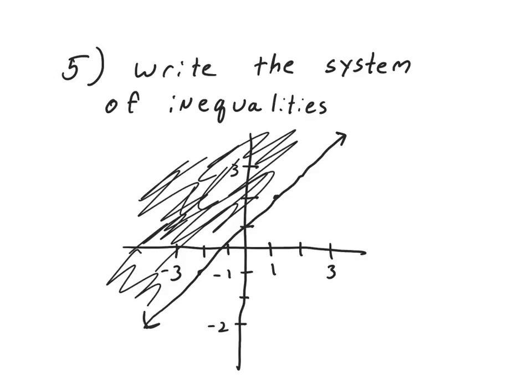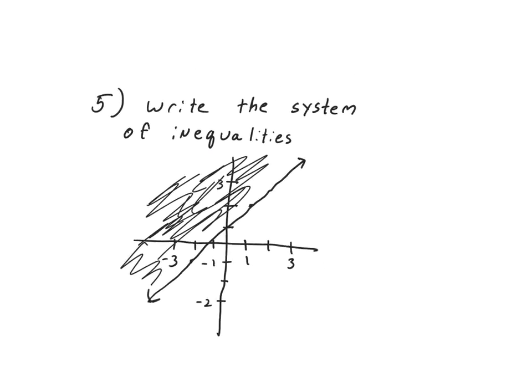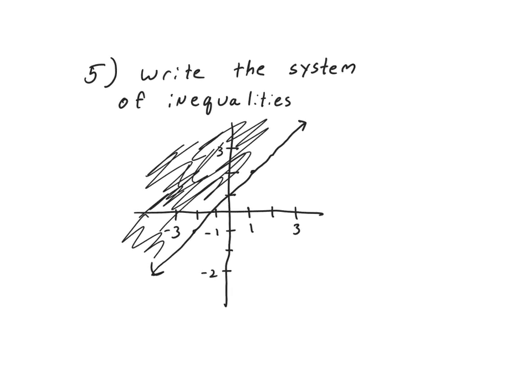Okay, on number 5 it says write the system of inequalities. And on this one we're going to have a value for x and a value for y. On the x we're going to have x is less than or equal to 0, because it never goes above the x, the 0 on the x-axis.